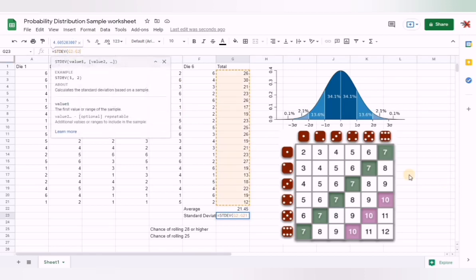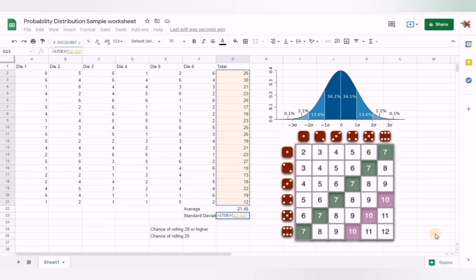So just to show you what STDEV means, it calculates the standard deviation based on a sample. So STDEV, open parenthesis, and then your range, and then close parenthesis. So why do we have that? The standard deviation is necessary in order for you to compute for the normal distribution.